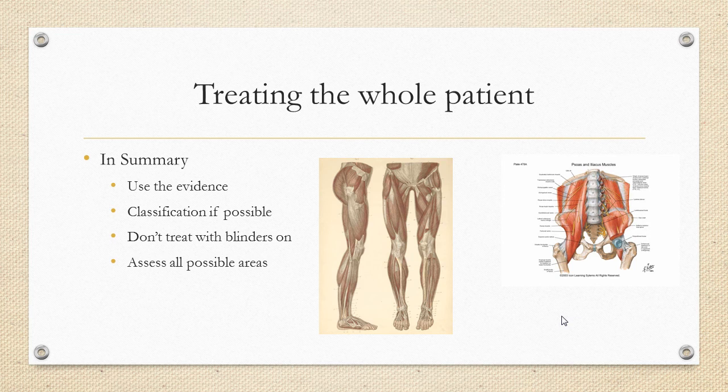So in summary, again, we've got to utilize the best evidence that's available to us. We need to classify our patients if at all possible. We need to look at all areas that could possibly be affecting our area of pain. And so again, we go back to our treatment pillars and assessment of muscle, joint, fascia, and compensation. If we've cleared all these areas, we have a very high success rate of getting our patients better.